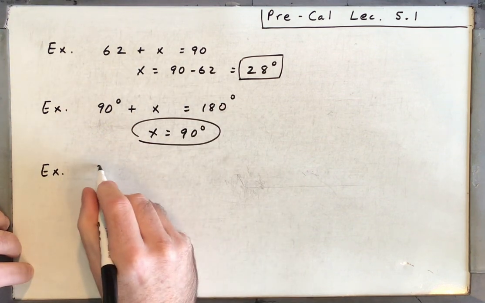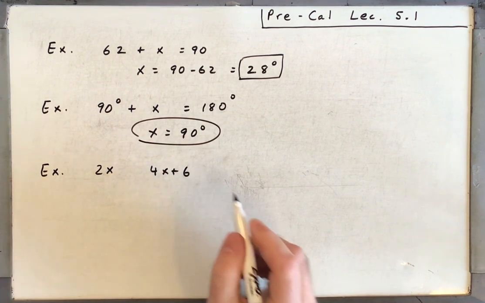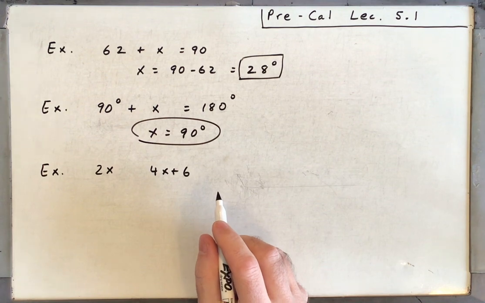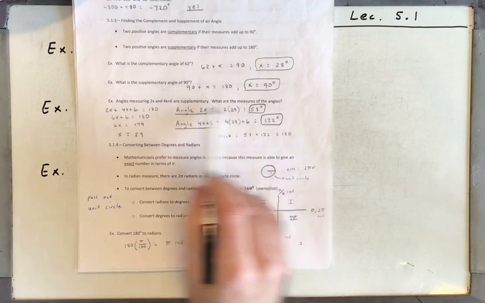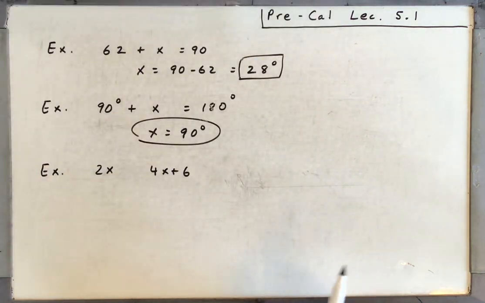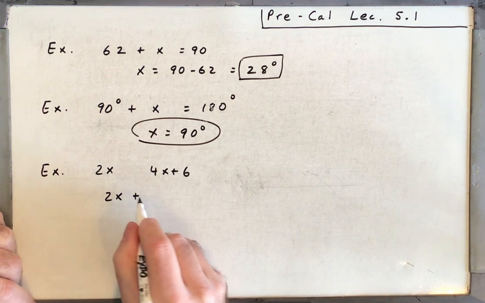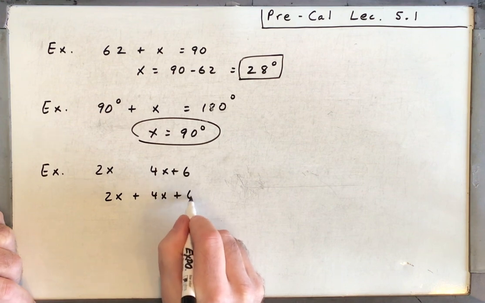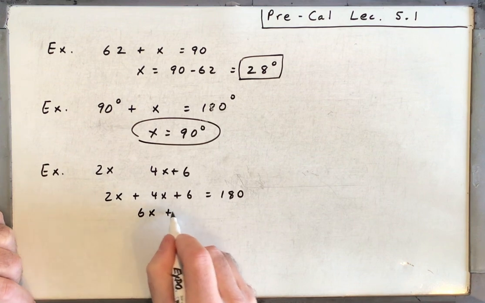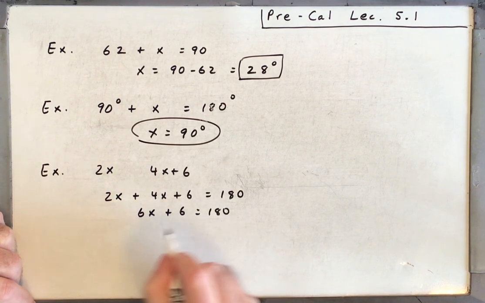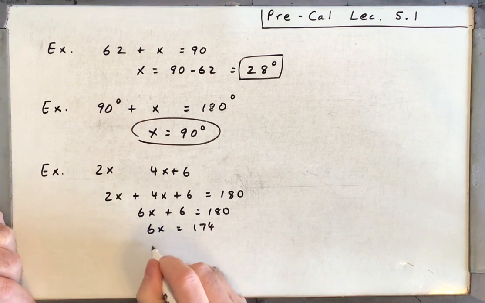It says, two angles measuring 2x and 4x plus 6 are supplementary. What are the measures of the angles? So we're right in the middle of the second page of notes. If they're supplementary, they must add up to 180. So we're going to solve for x here. So I'd have 6x plus 6 is equal to 180. 6x is equal to 174. X is equal to 29.